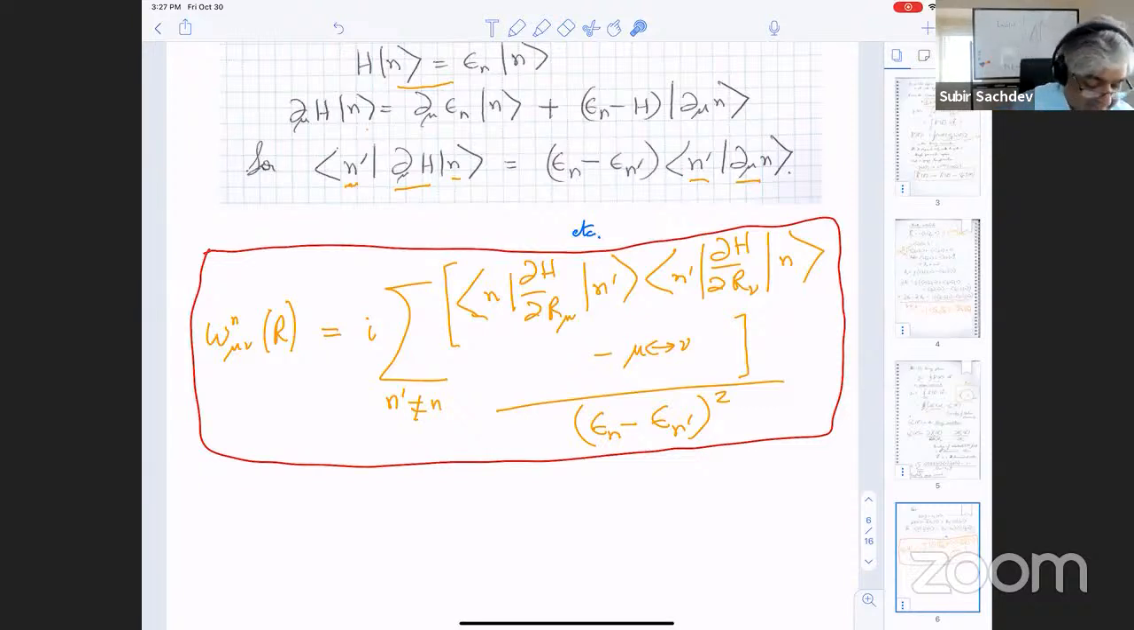Charge my other computer. Okay, so everyone's with me here now.